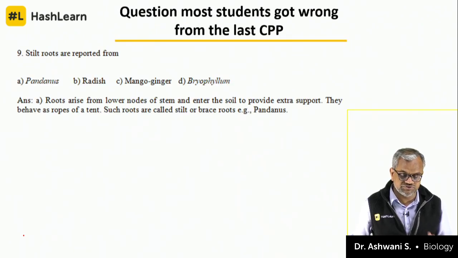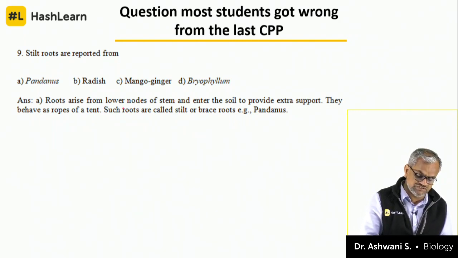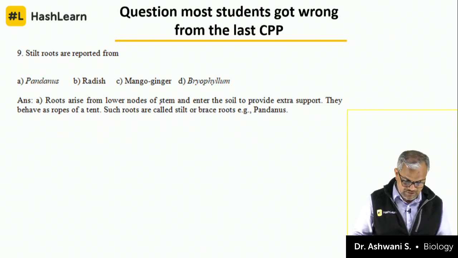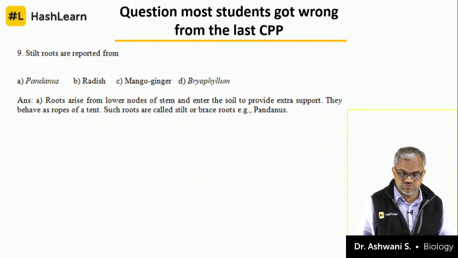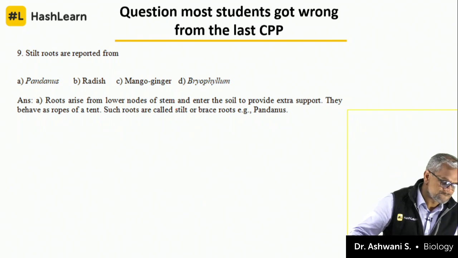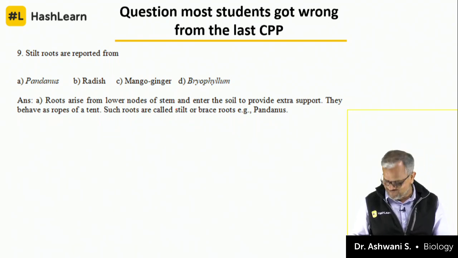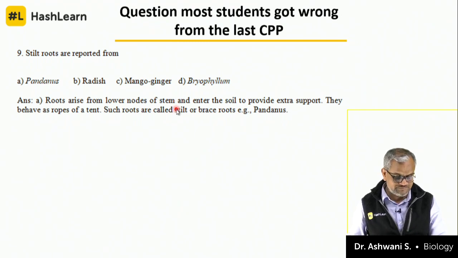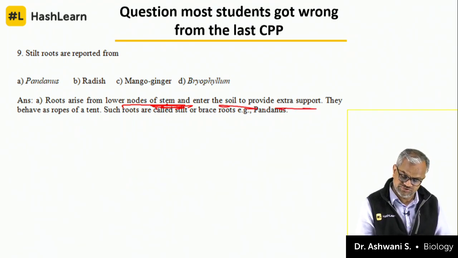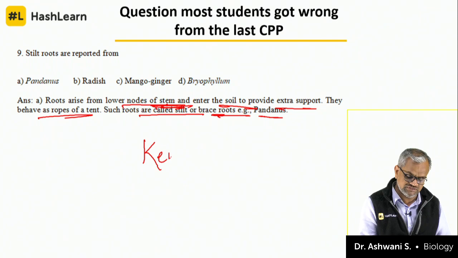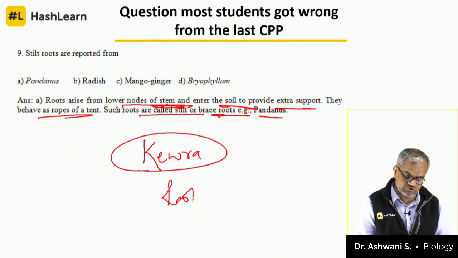Now before that, the question that most of you have made wrong: stilt roots are reported in. Always I said, stilt roots are the roots that arise from the lower node of the stem and enter the soil to provide extra support, and they behave as the ropes of a tent. Such roots are called stilt or brace roots. Example is pandanus, kevada. I told you about root pockets also for the same thing.